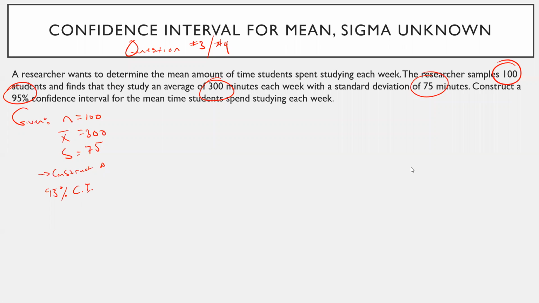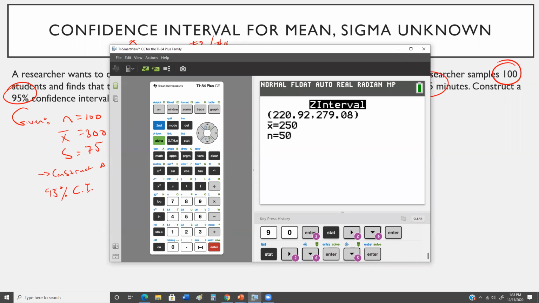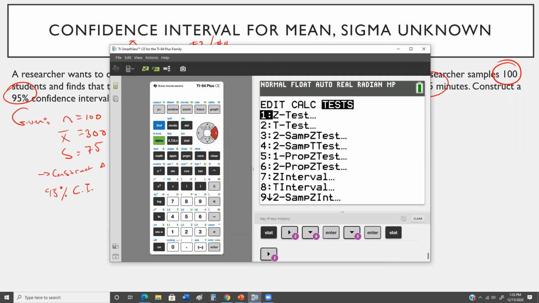So the good news is again, you're gonna use your calculator for this, okay? So I'm going to press stat. I'm going to go over to tests. And for this one, does anybody know what option it is? It's not 2. 1 and 2 are for hypothesis testing. Pamela has it there. You want option number 8 because you want a T interval. So it's option number 8.